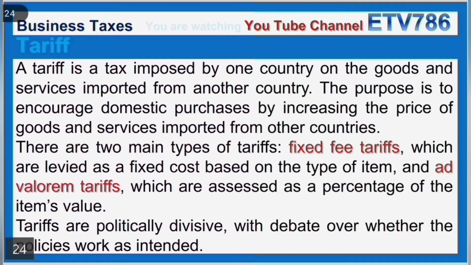Tariff. A tariff is a tax imposed by one country on the goods and services imported from another country. The purpose is to encourage domestic purchases by increasing the price of goods and services imported from other countries. There are two main types of tariffs: fixed fee tariffs, which are levied as a fixed cost based on the type of item, and ad valorem tariffs, which are assessed as a percentage of the item's value. Tariffs are politically divisive, with debate over whether the policies work as intended.